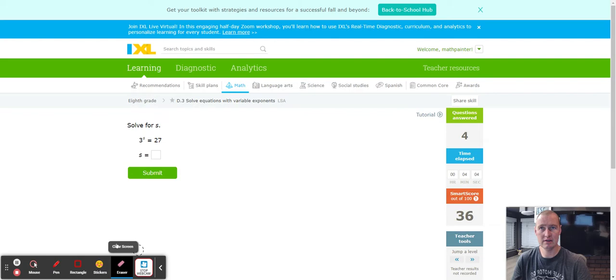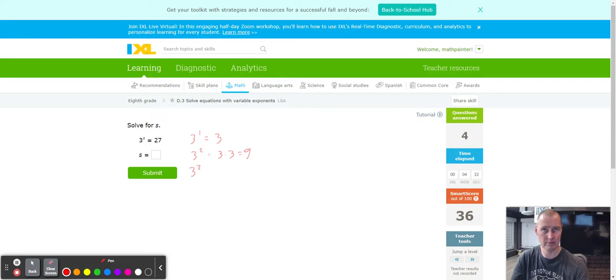Next up, we got 3 to the s power equals 27. Now this one, we just work it out. 3 to the first power is 3. 3 to the second power is 3 times 3, which gives you 9. Not quite there yet, but I wonder if 3 to the third power would work. Because 3 to the third power is 3 times 3 times 3. And 3 times 3 is 9. 9 times 3, hey, there it is. It's 27. So we want to use 3 to the third power here. So s will be 3.